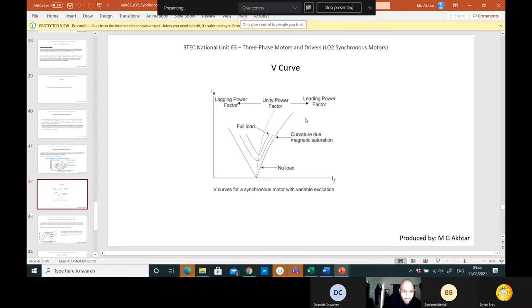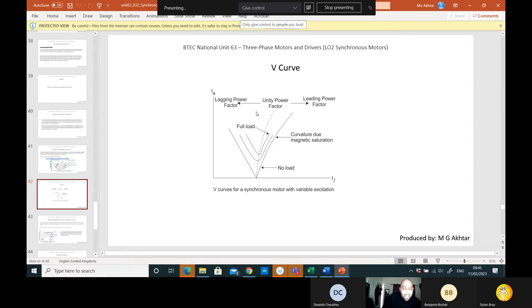This is with no load. The more load you put on, the more weight you put onto the motor, the V curve just moves up. Now, you can do calculations to get this V curve, or you can get a current measuring device and see where the current goes down and when it goes back up again, and that middle part there is your power factor, the best value.